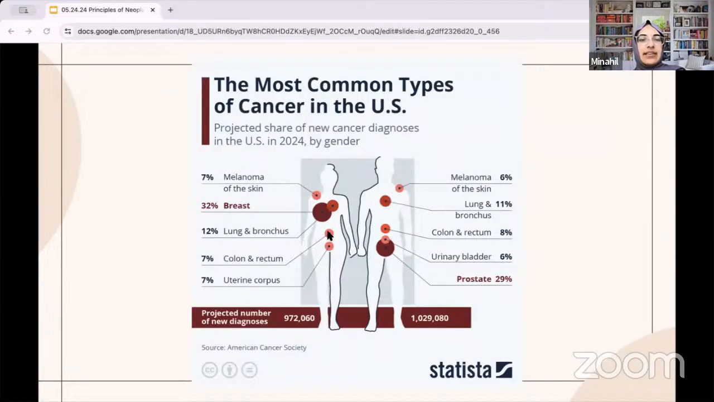And then finally, just splitting it by gender, the most common types of cancer in the United States. The most common cancer by incidence in adults is number one, breast and prostate cancer: breast cancer in females and prostate cancer in males. The second most common is lung cancer. And the third most common type of cancer in the US is colorectal cancer. These are all excluding skin cancers. Skin cancers are not classified here, primarily because we want to focus more on systemic diseases.